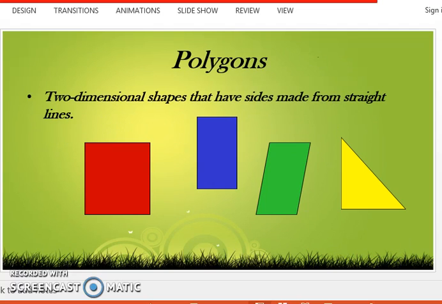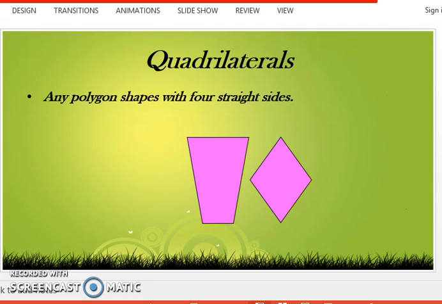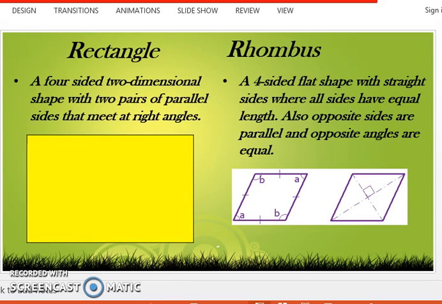Polygons. Two-dimensional shapes that have sides made from straight lines, that is, only made up of line segments and closed, are called polygons. Any polygon which has four line segments or four straight sides is called a quadrilateral. There are certain examples of quadrilaterals. First is the rectangle. It is a four-sided two-dimensional shape which has two pairs of parallel sides that intersect each other at a right angle.